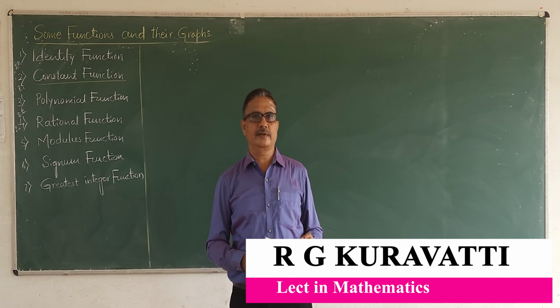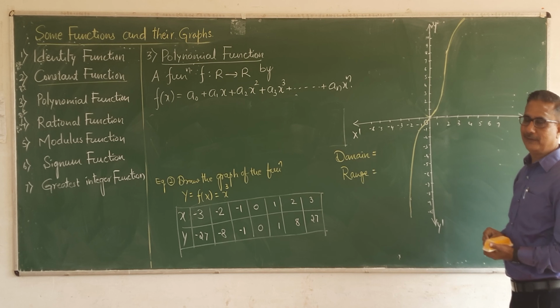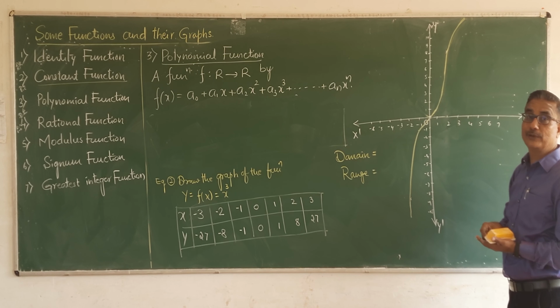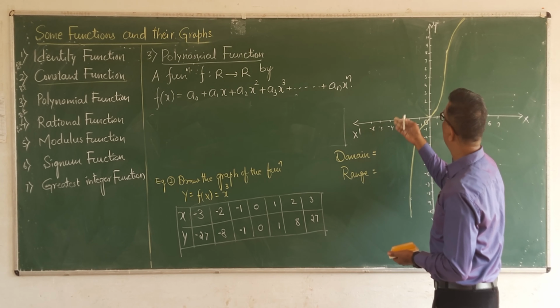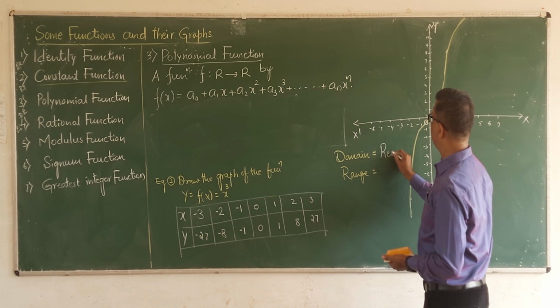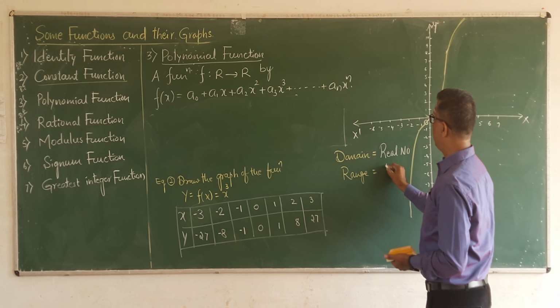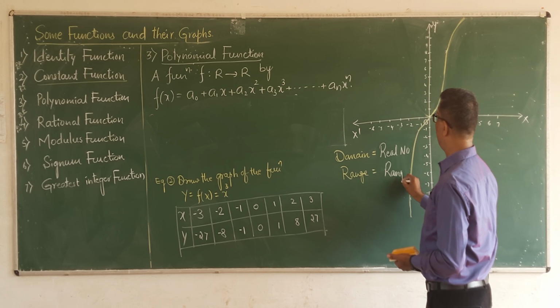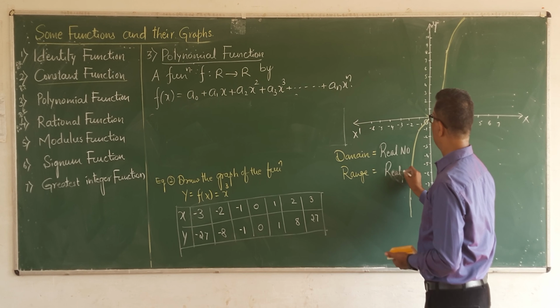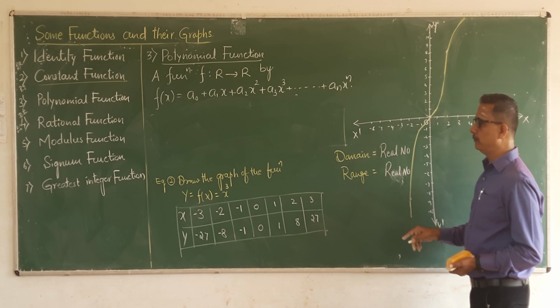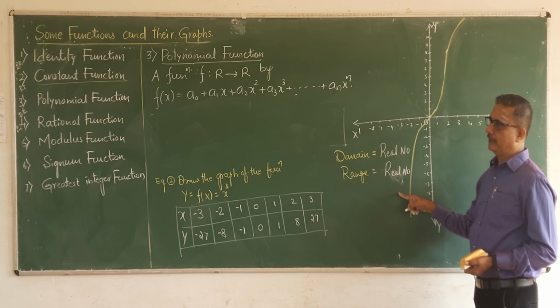This is the graph of the function y is equal to x cubed. This is also a polynomial function, known as the cubic function. What is the domain? Again, the set of all real numbers, R to R. What is the range? The range is also the set of all real numbers. So the range is real numbers, and the domain is also real numbers.